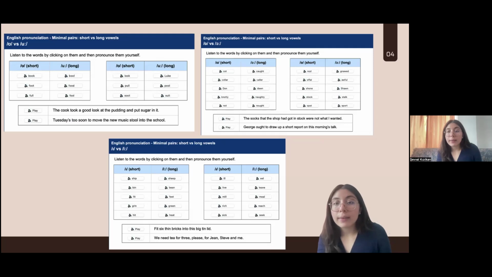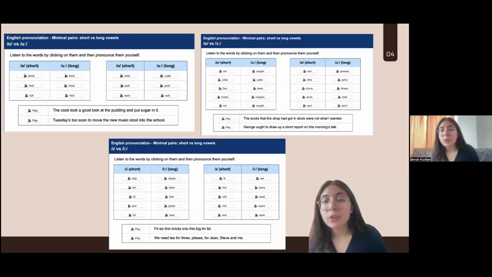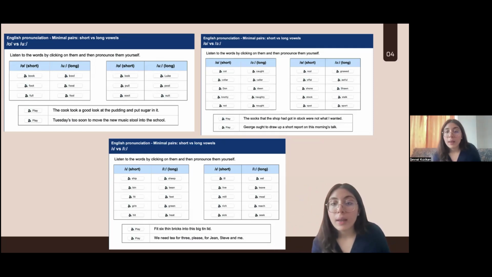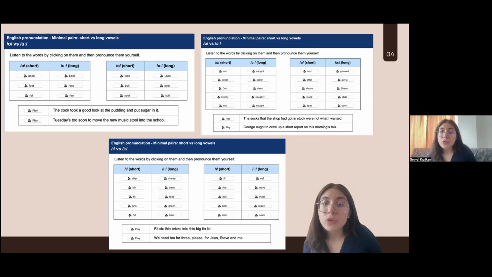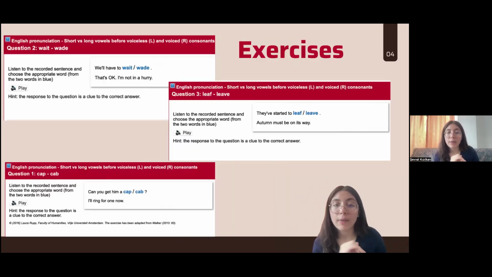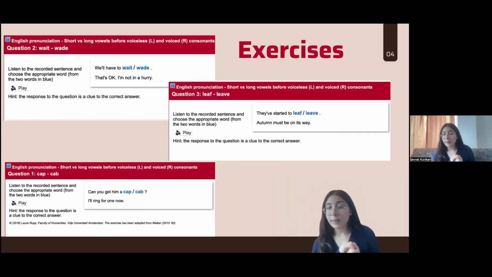so let's look at the sentences. I can't read it. Okay. The socks that the shop had got in stock were not what I wanted. Long one: George ought to draw up a short report on this morning's task. And the other sentence is, fit 16 bricks into this big tin lid. We need tea for 3, please, for Jean, Steve, and me. It's pretty obvious.